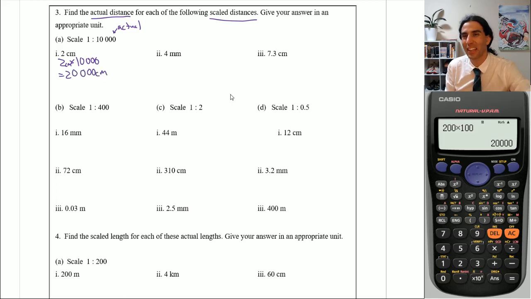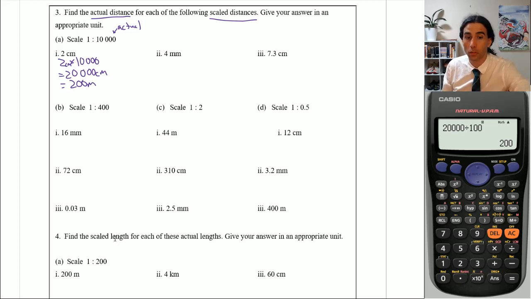And see how it says give your answer in an appropriate unit? They want you to put that into something a bit nicer. So if I divide by 100, I'll get 200 meters. So I was using your calculator. 20,000 divided by 100. Why divide by 100? Because that's how you get from centimeters to meters. So that's how you do that.